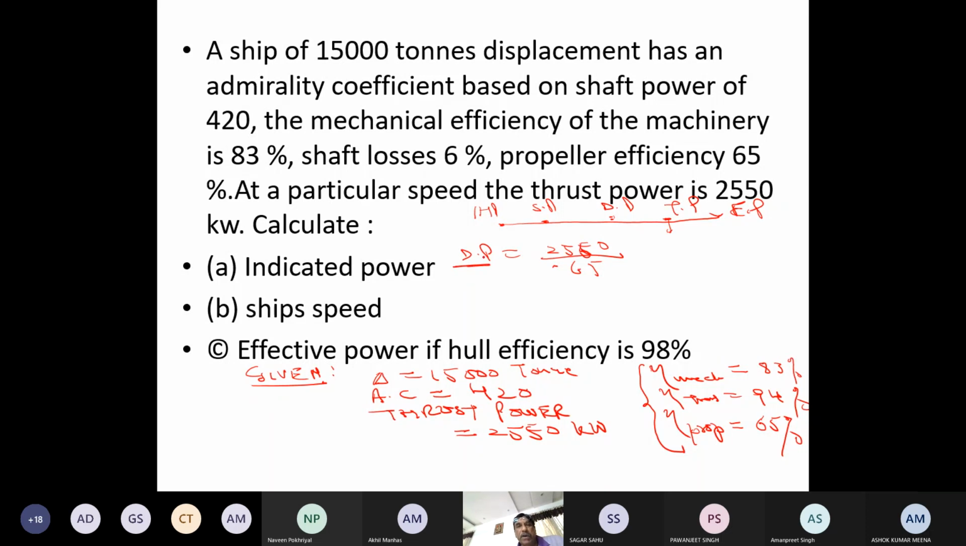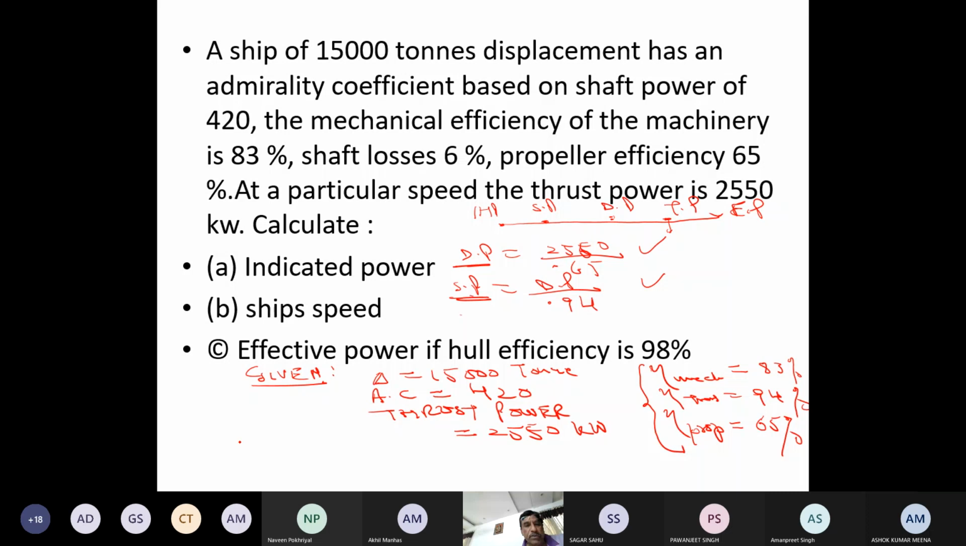Once I have delivered power, I can calculate shaft power, which will be the delivered power divided by transmission efficiency, which is 94% because of 6% losses. So DP divided by 0.94 gives me shaft power. You can keep calculating side by side as we are discussing. So I already know shaft power.